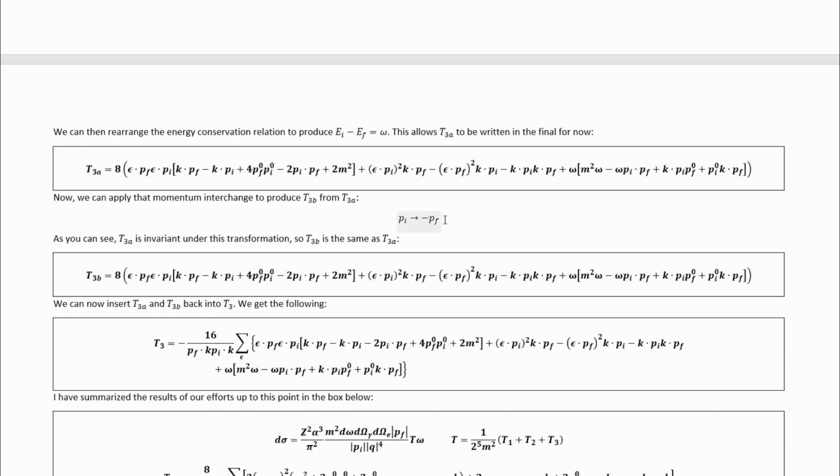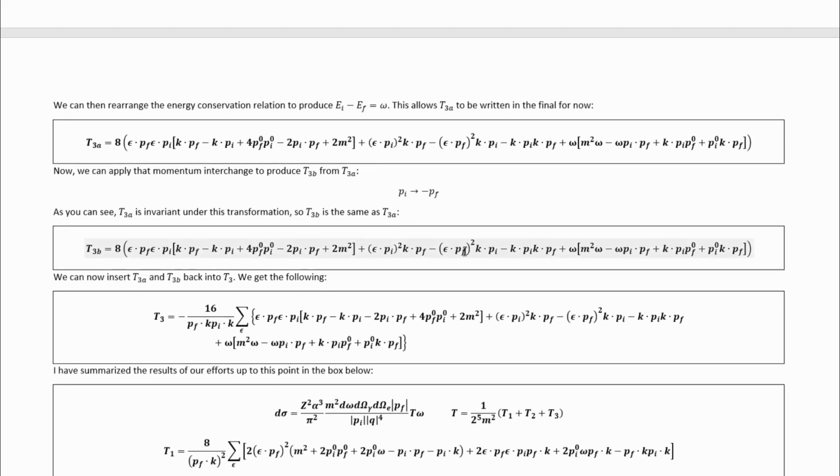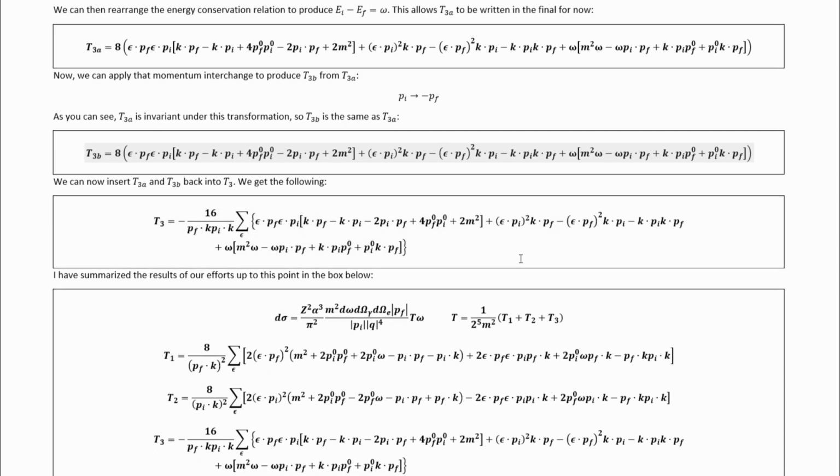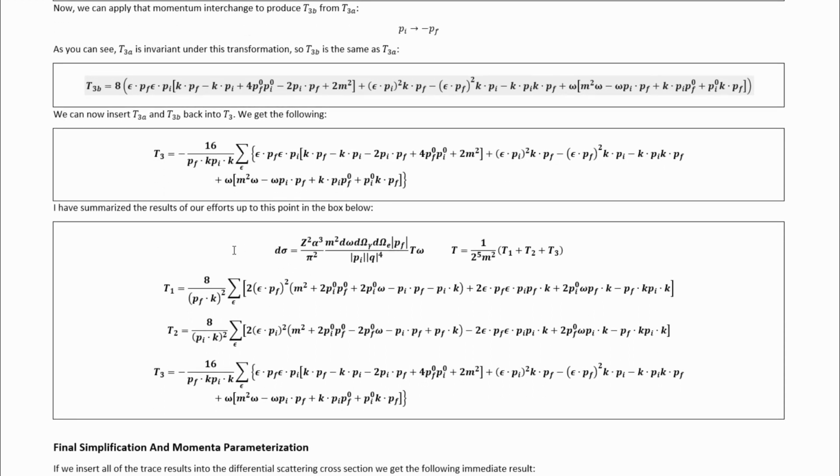Now we see that it's actually invariant under the momentum interchange that will give us T3B from T3A, so we just have that T3B equals the same thing. So then we can insert those back into T3 and get that, which is just this here. And then we can summarize all of our results.